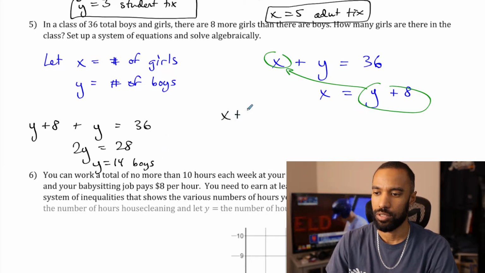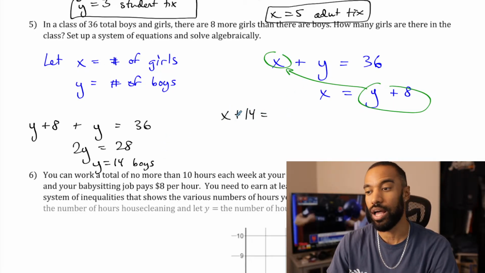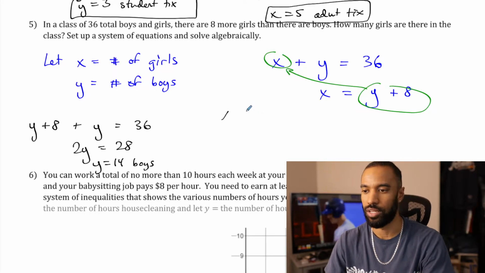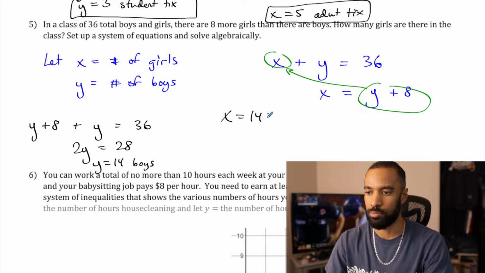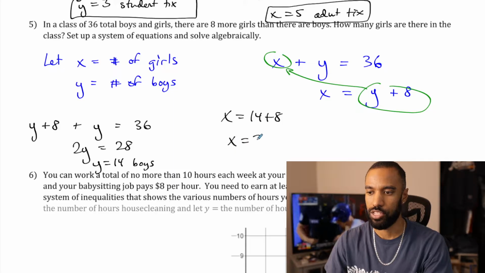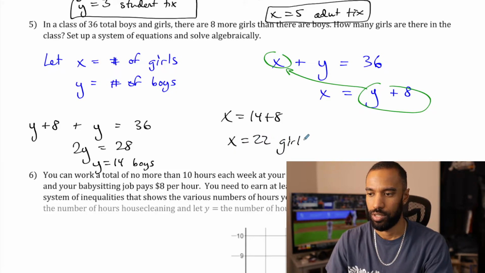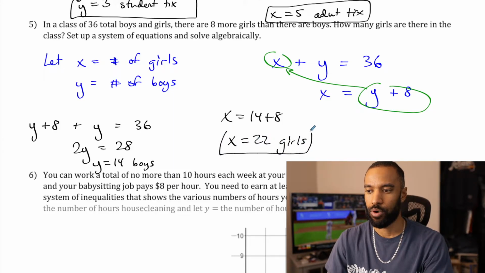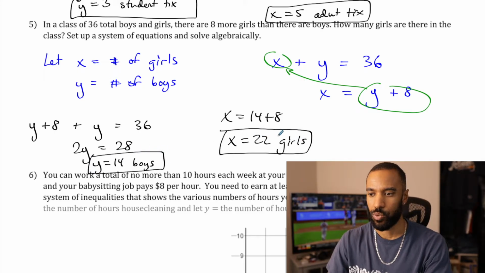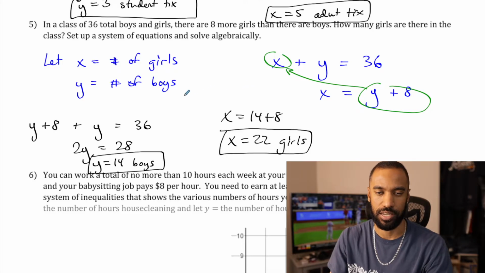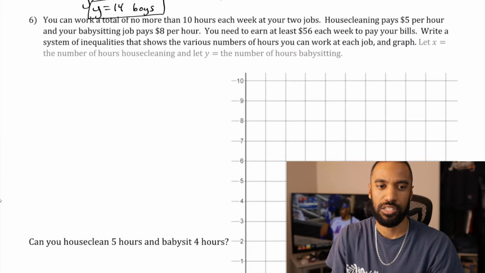How many girls? X plus 14 equals, well, actually, there are 2 different ones. Let me do the other one, actually. X equals 14 plus 8. X equals 22. 22 girls. So does that work? 8 more girls than there are boys? Yes. 22 girls versus 14 boys. Does 22 plus 14 equal 36? Yes, it does. Okay, last problem here.